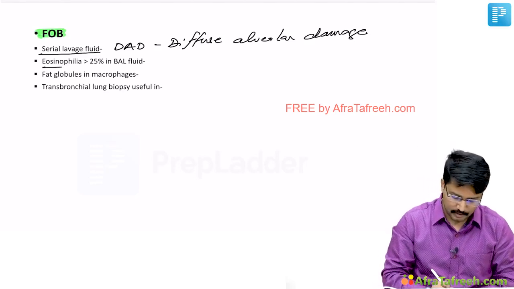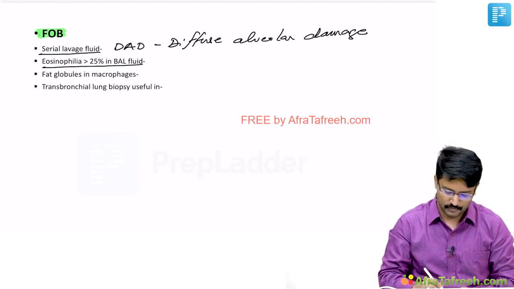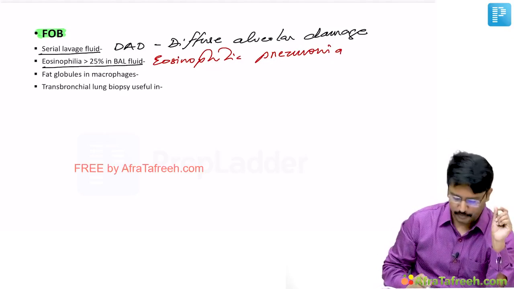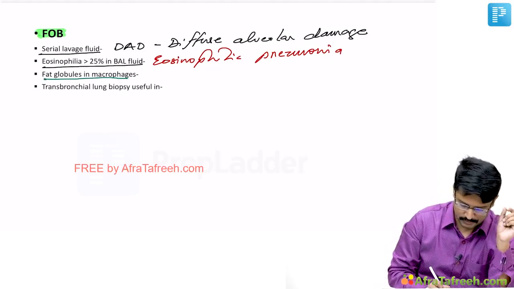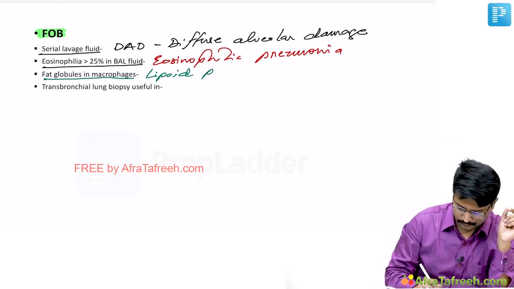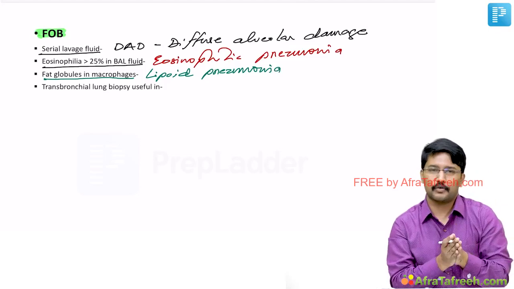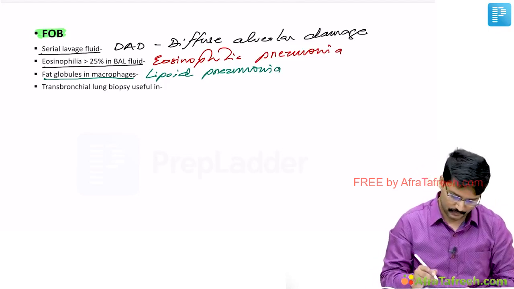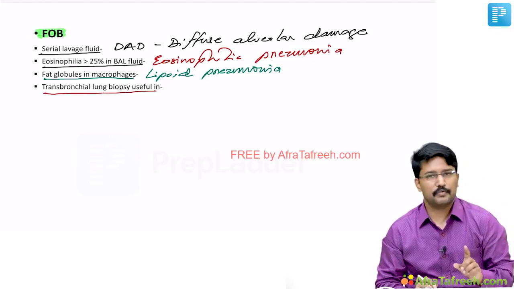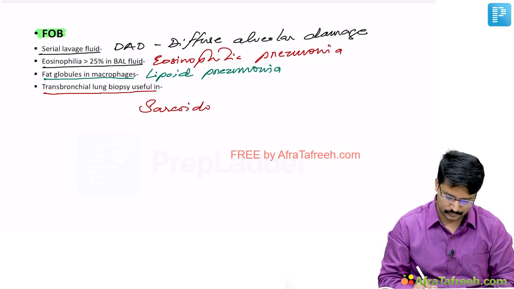Second, BAL fluid eosinophilia of more than 25% may be suggestive of eosinophilic pneumonia. Fat globules in BAL fluid may be suggestive of lipoid pneumonia. In lipoid pneumonia, we have fat globule laden macrophages. Then transbronchial lung biopsy may be useful, especially when we are considering sarcoidosis.